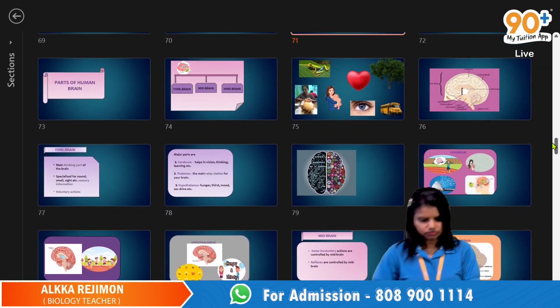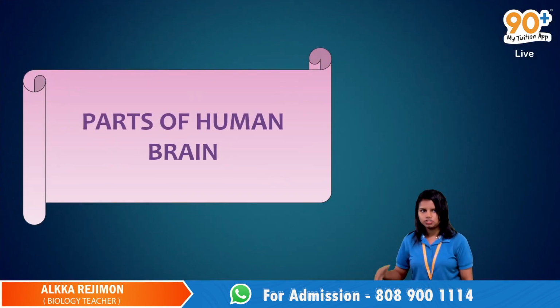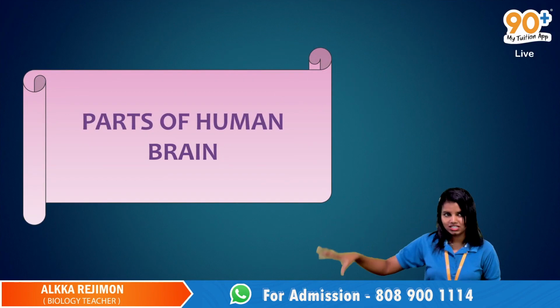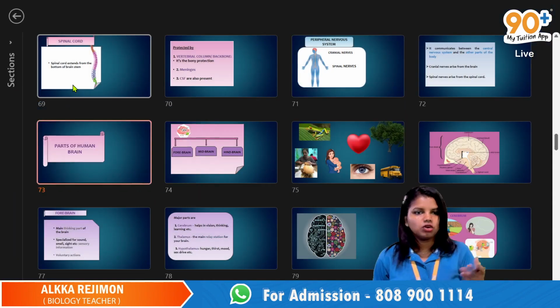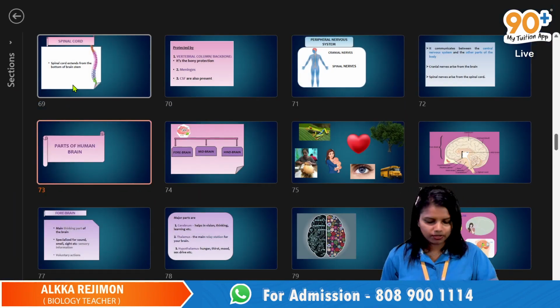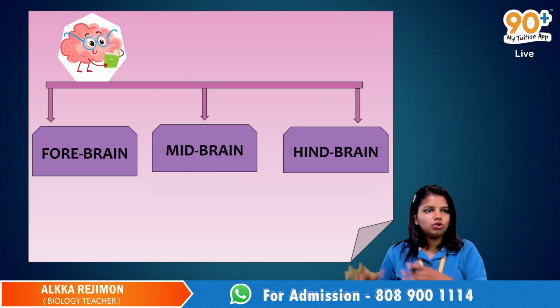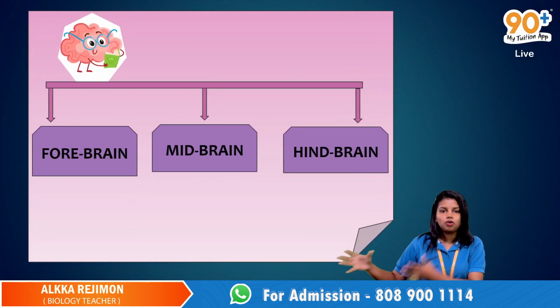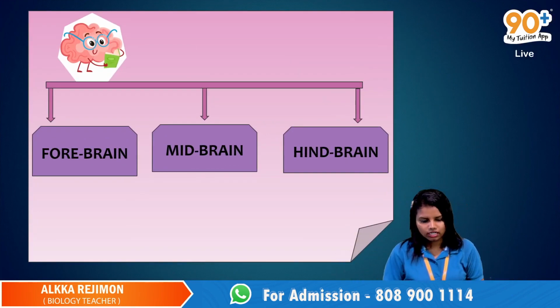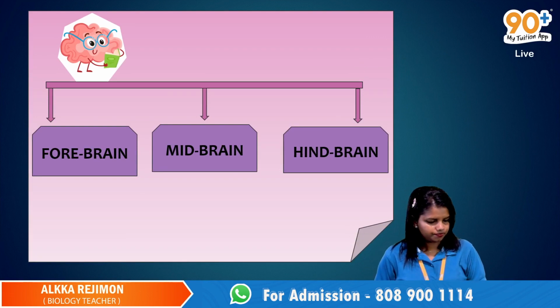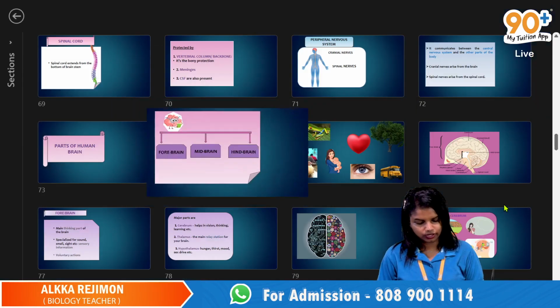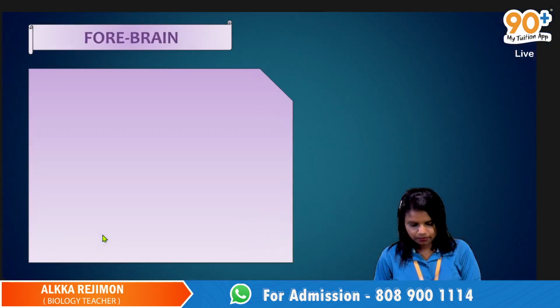Now, as we have already discussed the parts of the human brain, you have seen the animation. Now let's see what the functions of each and every part are. I've already shown you the brain is divided into forebrain, midbrain and hindbrain. So the forebrain, midbrain and hindbrain.